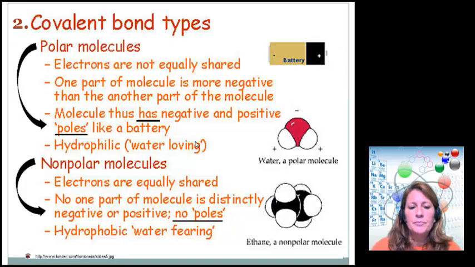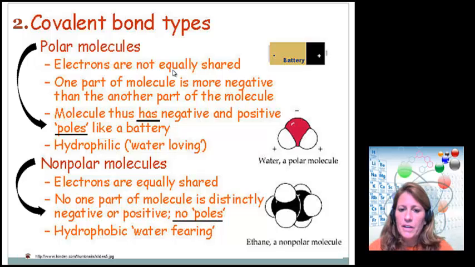Okay, covalent. Now, this one's kind of subdivided into polar and nonpolar. So a polar molecule has poles. So it's like a battery, a positive and a negative charge, but the electrons are not shared equally. So it's like a tug of war where the larger atom has more strength, and so it's pulling the other to one side. So it's a little lopsided. There's a heavier pull on one side. So looking down here, if it's hydrophilic, that means it's water loving.